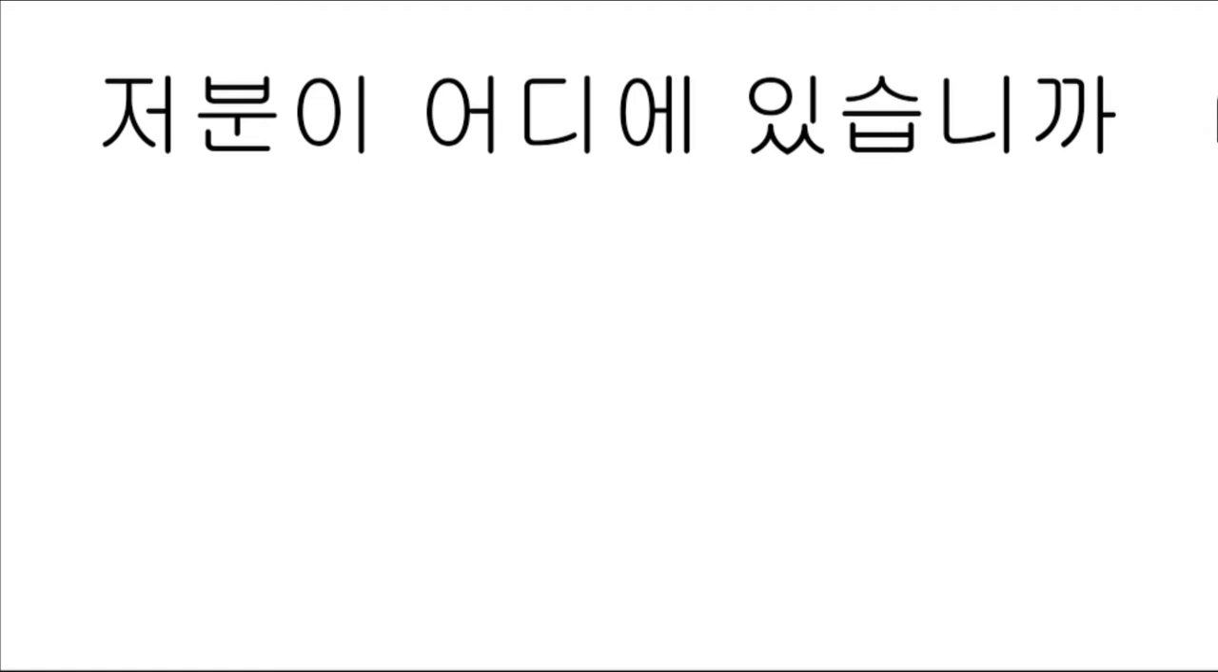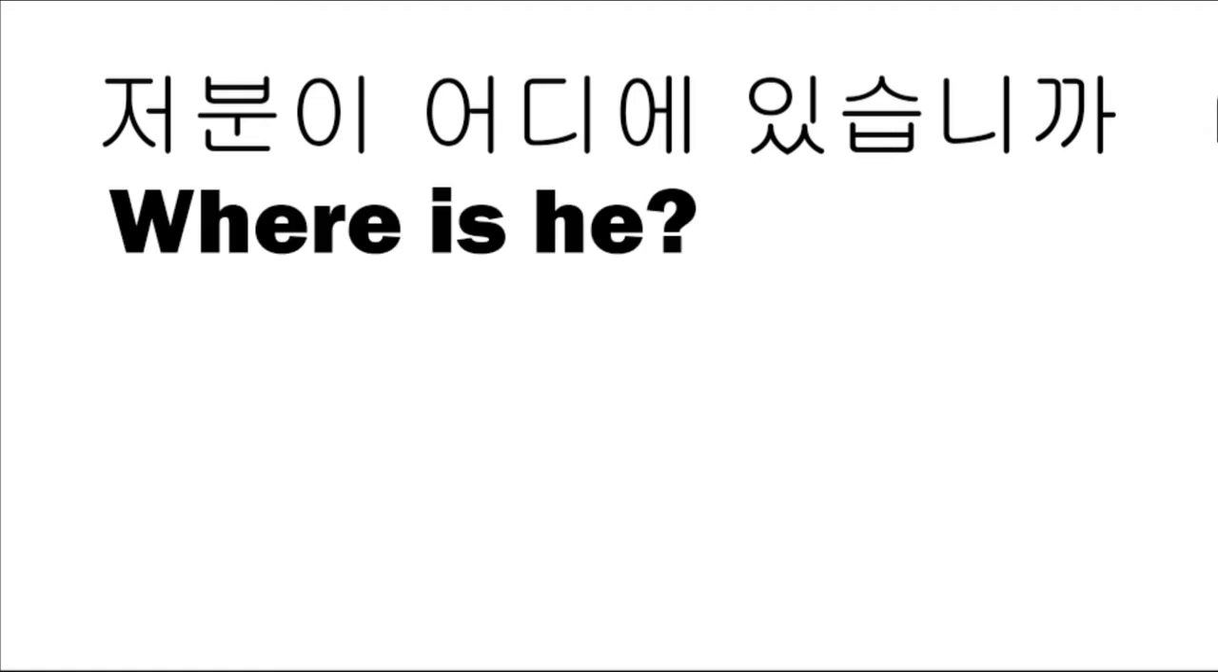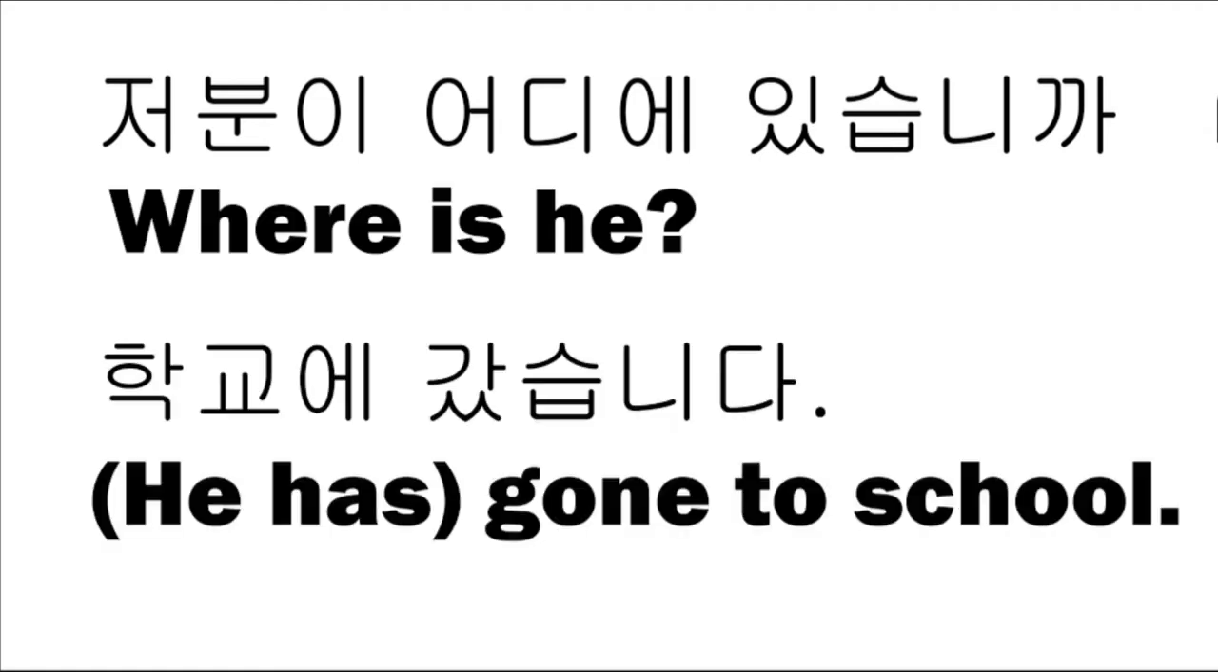For example, 저분이 어디에 있습니까? Where is he? 학교에 갔습니다. Here it becomes clear why we use the same particle as present perfect tense. Now since the interrogative particle where is referred to here, before we proceed further, let me explain different interrogative markers first.